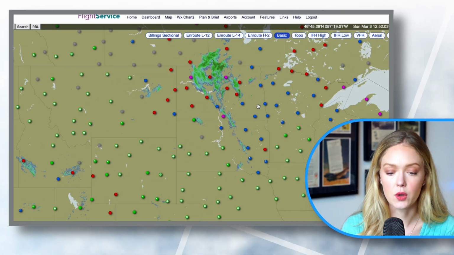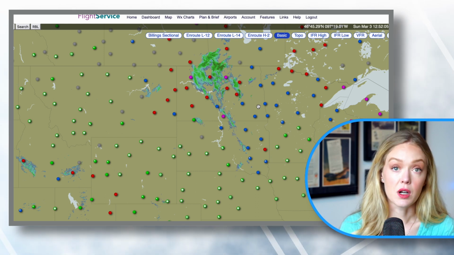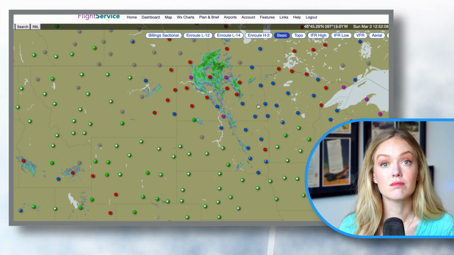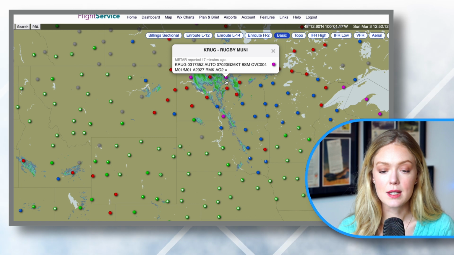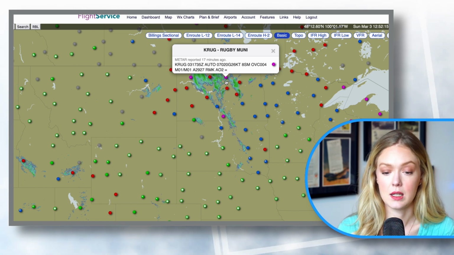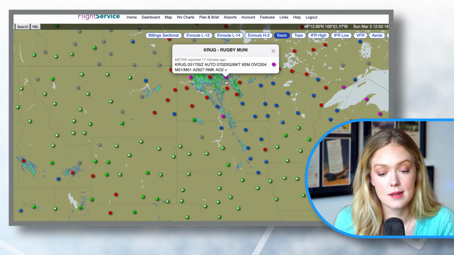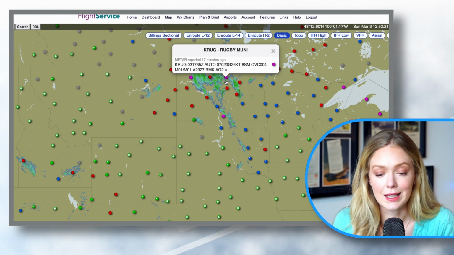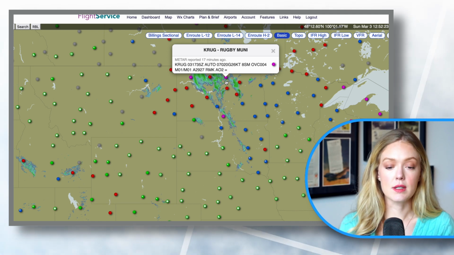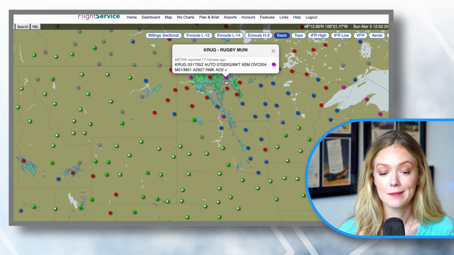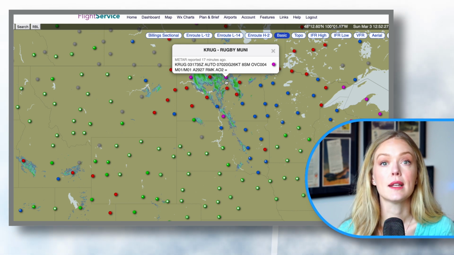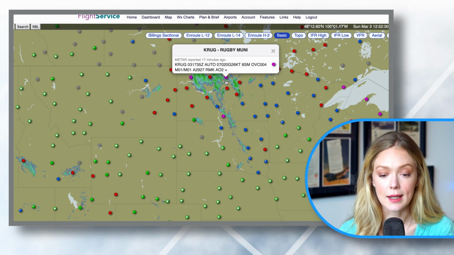Up over North Dakota here, we see lots of marginal IFR and low IFR. Rugby Municipal. Ooh, very windy. 070 at 20, gust 26. 8 miles visibility, overcast at 400. Temperature dew point spread, I don't know her. Altimeter 2927. Holy moly, that is really low.